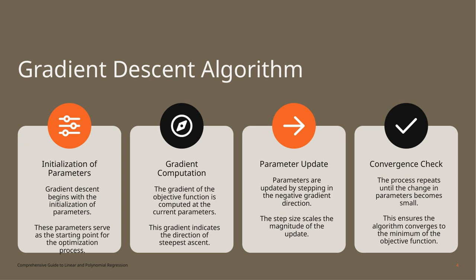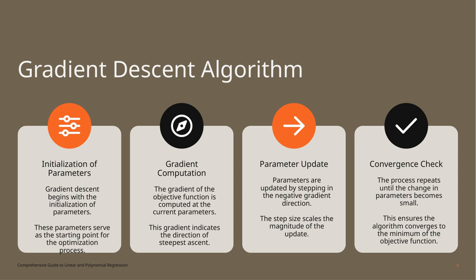Next, we move to gradient computation. At each step, we calculate the gradient of our objective function with respect to the current parameters. This gradient essentially tells us which direction to move in to reduce our error the fastest. It's like finding the steepest slope downhill.